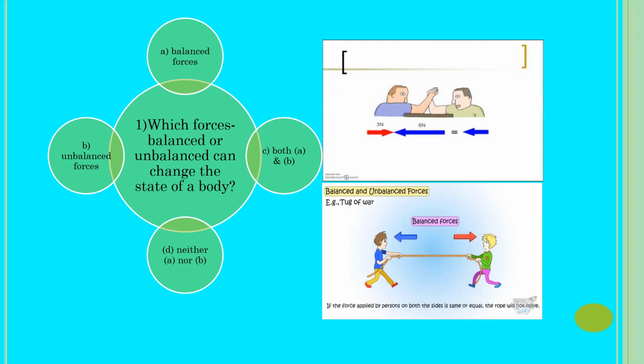Right? Let us consider one more example, in which there is a tug of war and both persons are pulling the rope with the same force. That means balanced forces are acting. If balanced forces act, the rope doesn't move. So by seeing these two examples, we are clear that whenever there are balanced forces, the state of the body cannot change. If it is in motion, it will stay in motion. If it is at rest, it will stay at rest. But if they are unbalanced, then there will be a change in the state of the body.